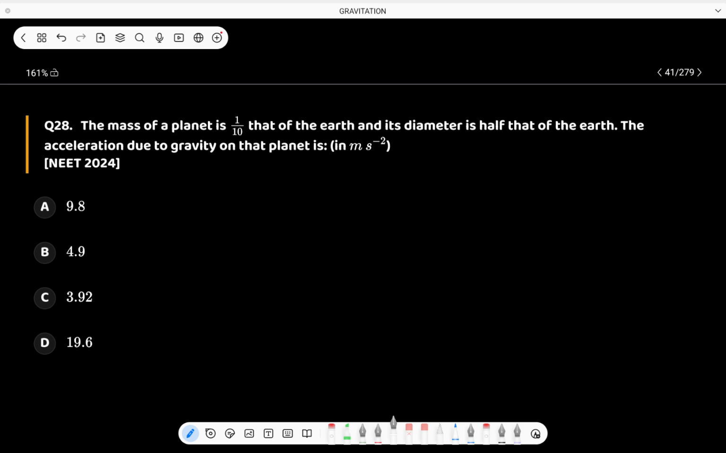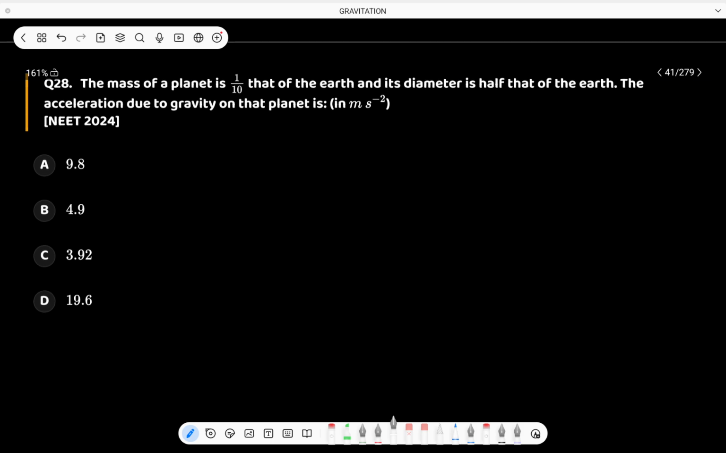Now let's have a look at the next question. This one has been asked in NEET 2024. Let's try to do this question. What is given in the question is this: the mass of the planet is 1/10 of the mass of the earth. So again, there are two different planets, one is earth and another is some planet, and its diameter is half that of the earth. You will have to calculate the value of acceleration due to gravity on the surface of that planet.